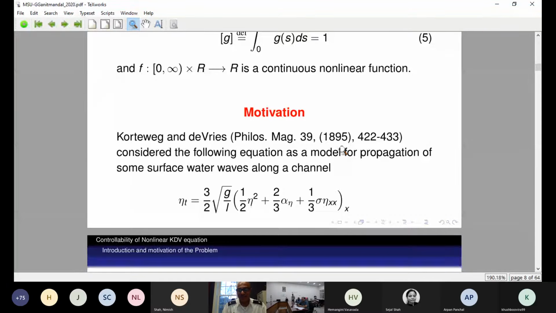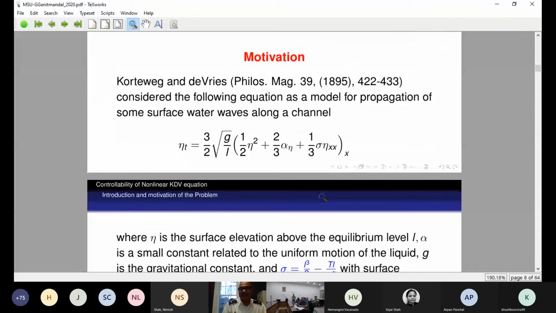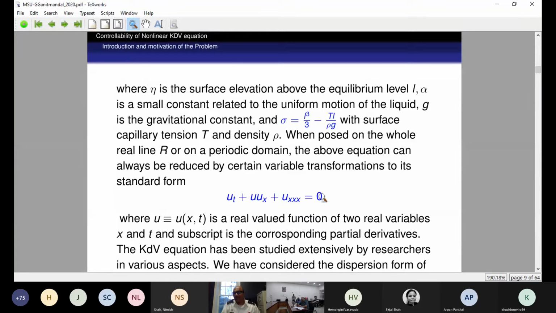Finally they restricted their problem to a channel, and they prepared a model for the propagation of surface water waves along a channel in this form. This was the mathematical formulation they formed for surface water waves. What are eta, alpha and sigma? Eta is the surface elevation above the equilibrium level L. Alpha is a small constant related to the uniform motion of the liquid.